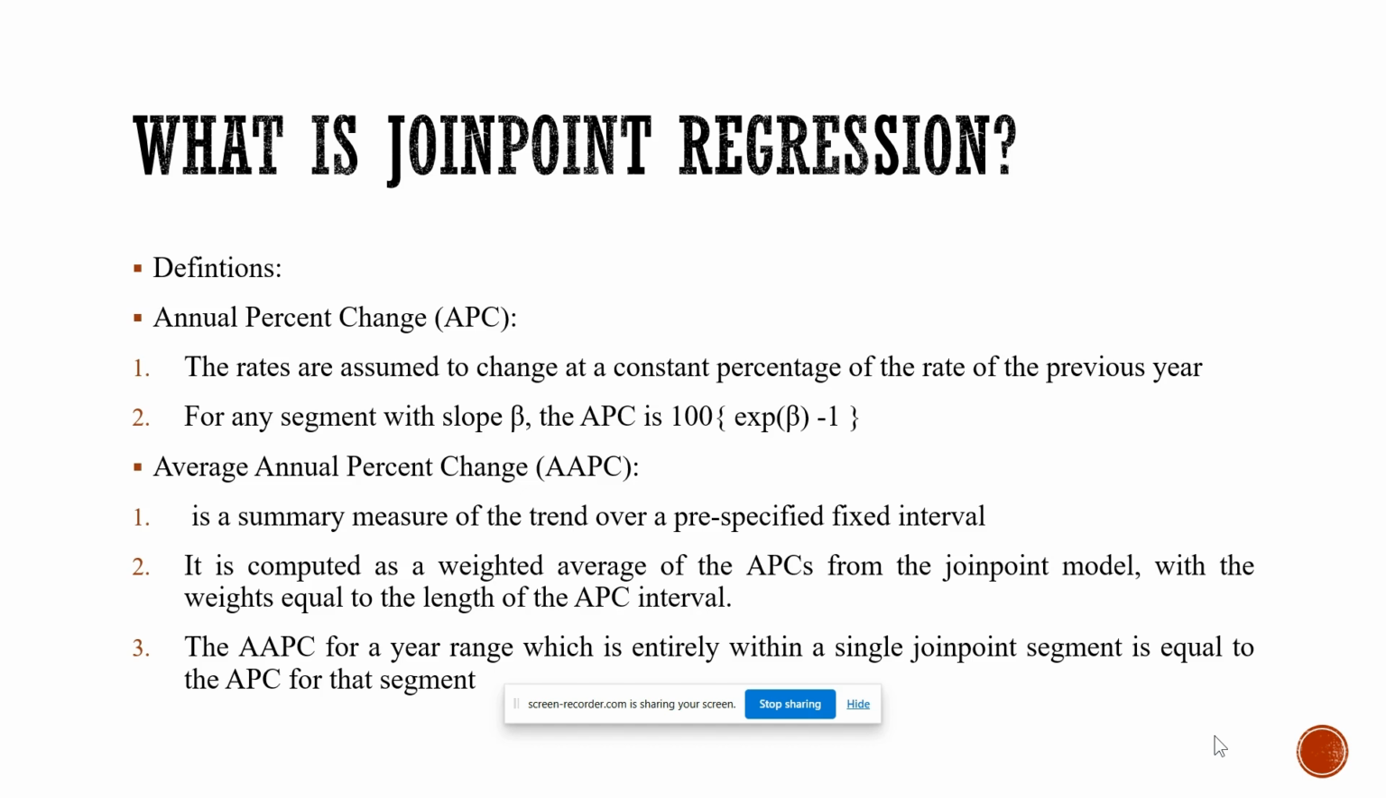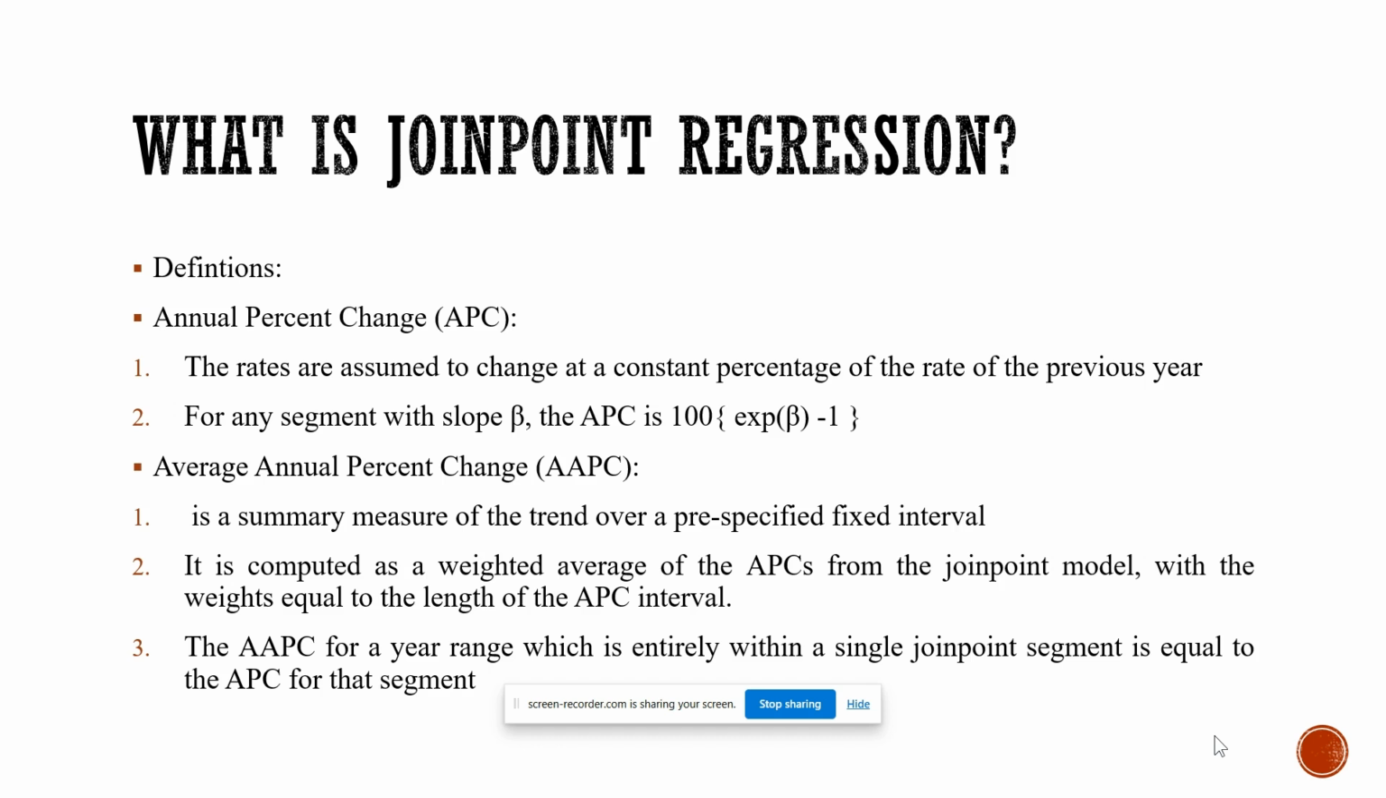In joint point regression software, there are a few definitions that are important, including annual percent change, which is equal to 100 multiplied by exponential of beta minus 1. In joint point regression analysis, we are using linear regression. Therefore, the rates are assumed to change at a constant percent of the rate of the previous year.